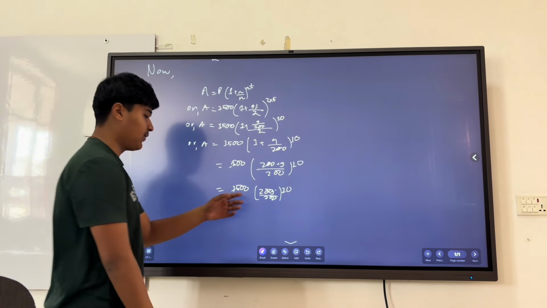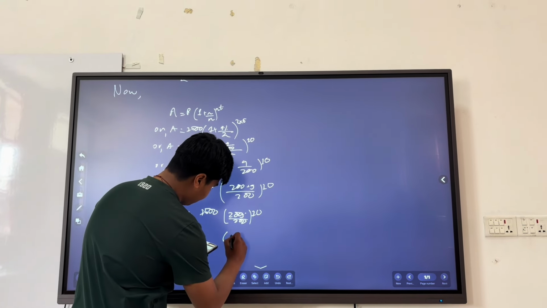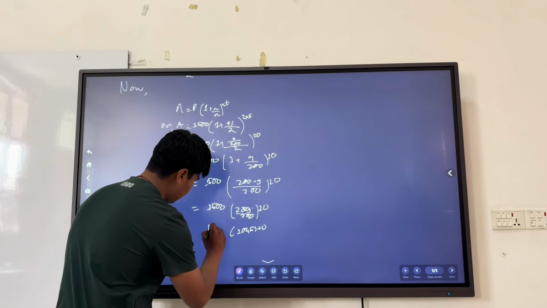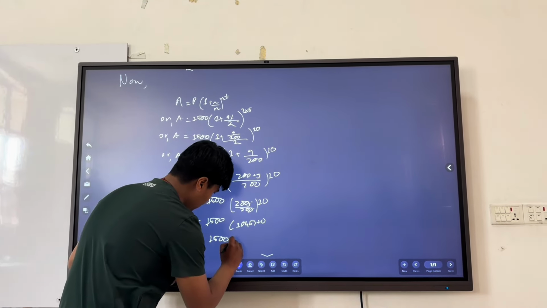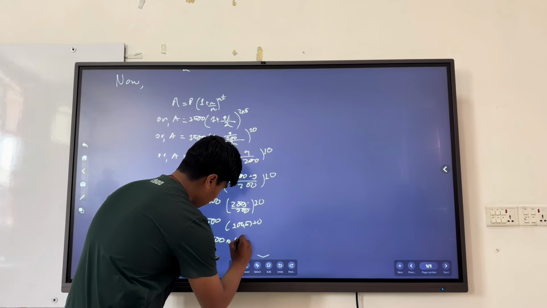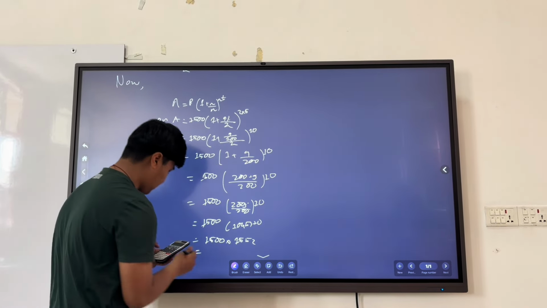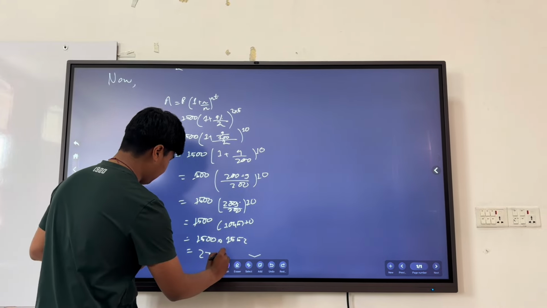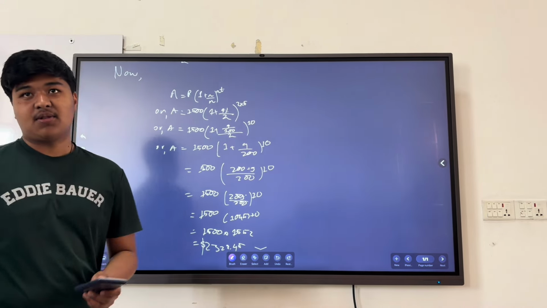So here I need to use a calculator. So 209 divided by 200 is 1.045 to the power 10, multiplied by 1500, equals 1500 into this 1.552, equals, so the final sum of our calculation is 2329.45. So this will be our final amount after 5 years compounded semi-annually.